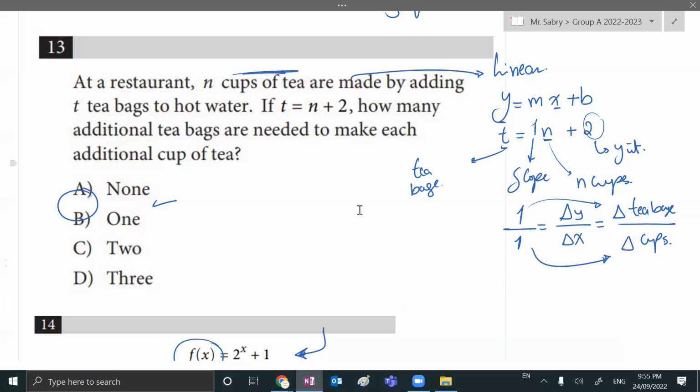That's the thing. 2 tea bags or 2 cups? Because it's the y-intercept. And what does the y here represent? Is the number of tea bags. So then 2 must be the number of tea bags, right? Yes. At the beginning, when there was no cups.